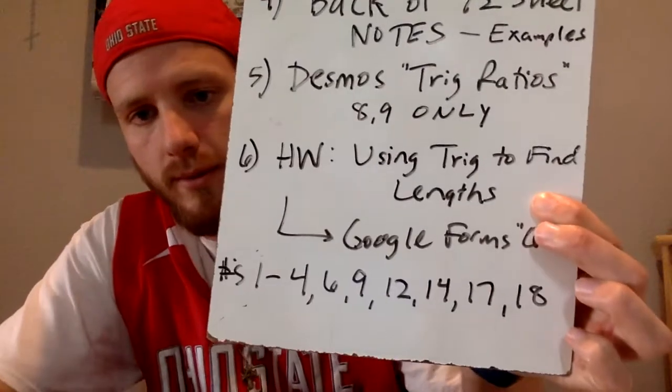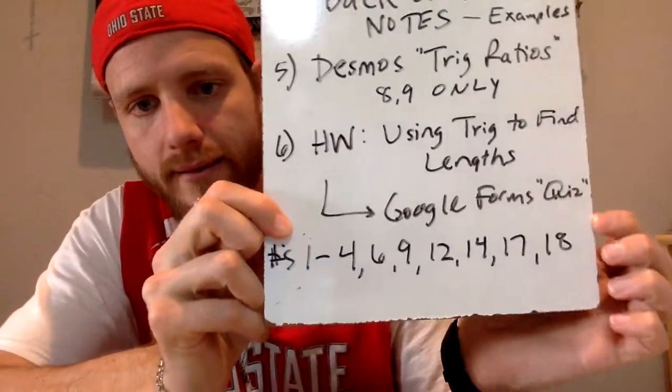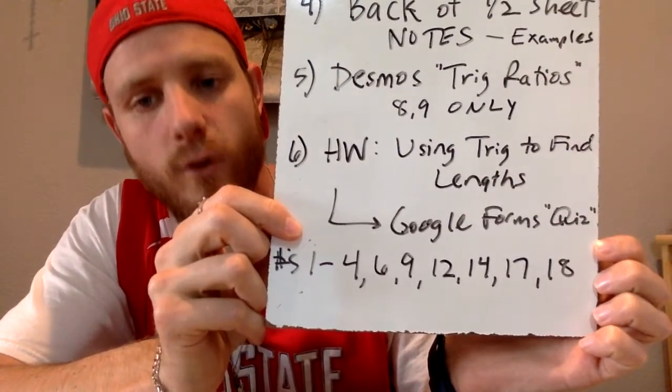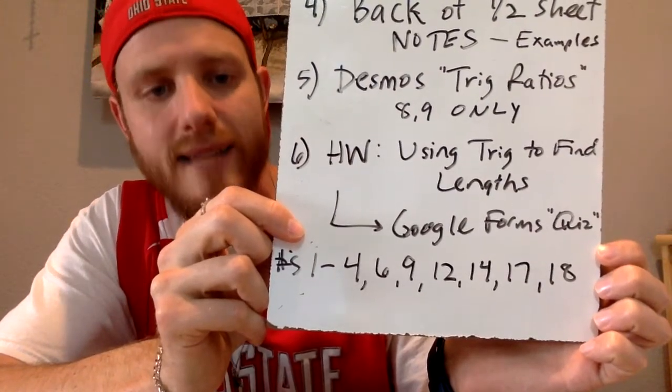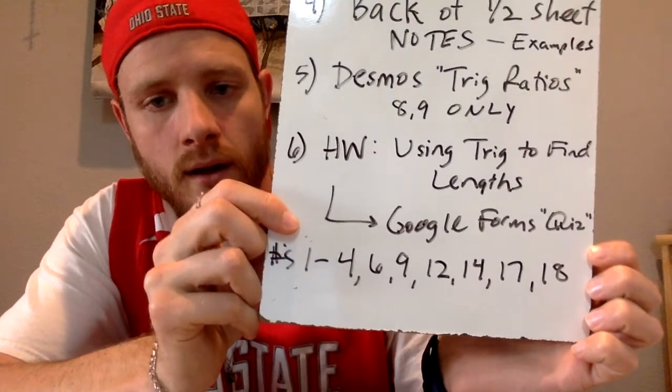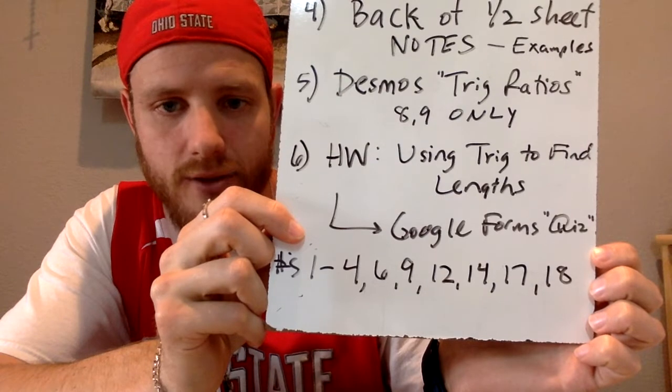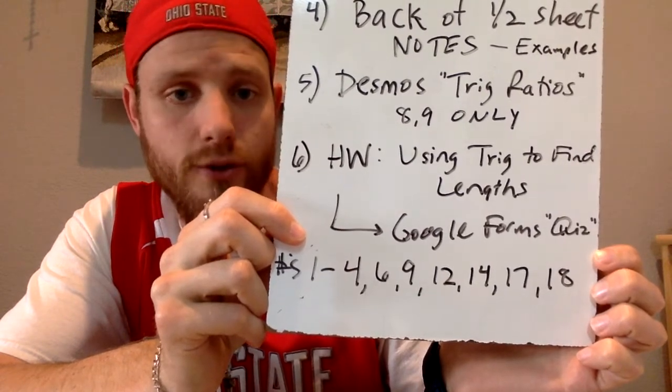All right, so that worksheet that I just showed you, here's the homework problems. Using trig to find lengths. Numbers 1 through 4, 6, 9, 12, 14, 17, and 18. So 10 problems. Since you already have the answers on the same document, I'm not going to have you type the answers in there because I'm just trusting that you're doing it.